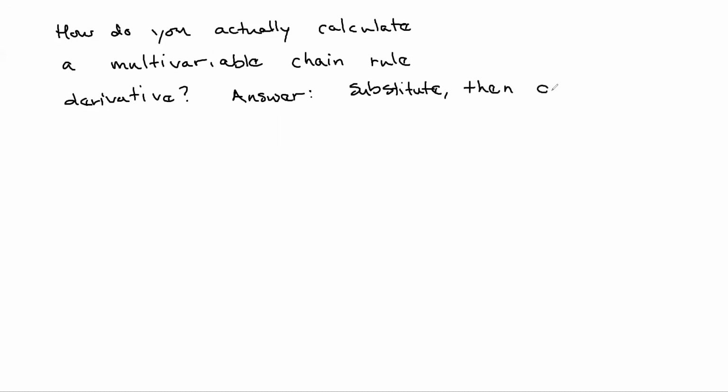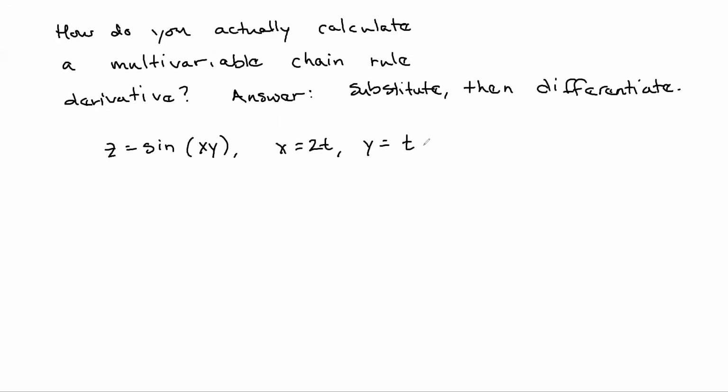All right, so I'll show you. It's really surprisingly simple. Let's say we have z is equal to sine of xy. And then we have x equals 2t and y equals t plus 1. So in this case, could you go through and do it? z is in terms of x and y, x is in terms of t, y is in terms of t. We got the whole tree, so the derivative of z with respect to t is going to equal partial of z with respect to x.